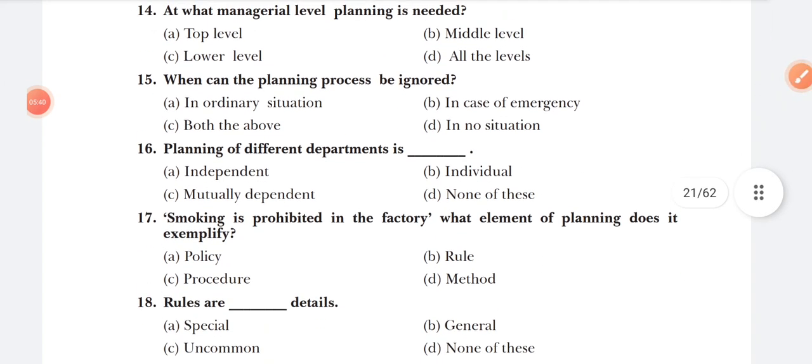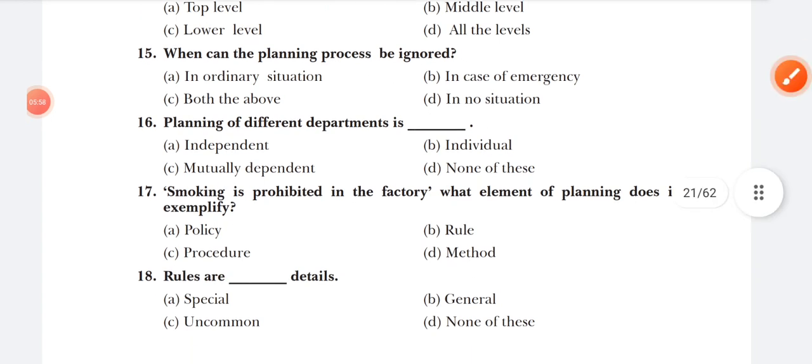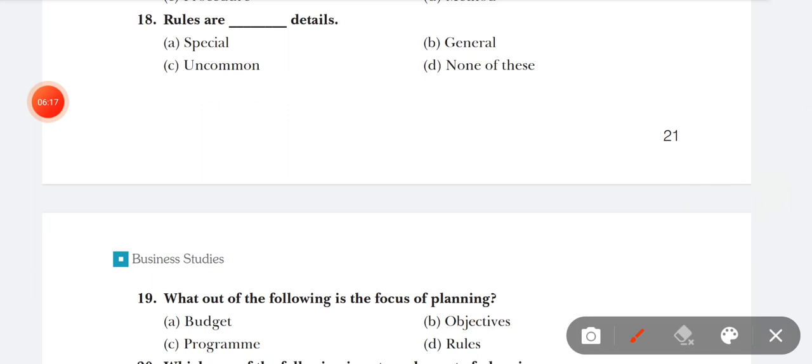Question 18. Rules are blank details. Option A special, or option B general, option C uncommon, or option D none of these. And the correct option is option A, special. Now question 19. What out of the following is the focus of planning? Budget, objectives, program, or rule? And the correct option is option B, objective.